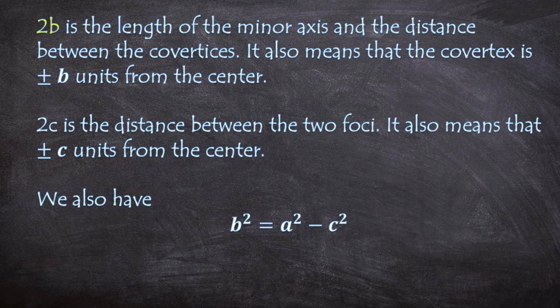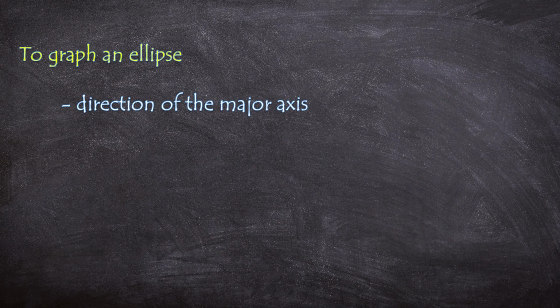So we also have this equation, b squared is equal to the square of a minus the square of c. So to graph an ellipse, let us remember these important things to see first para makuha natin yung graph ng ellipse.